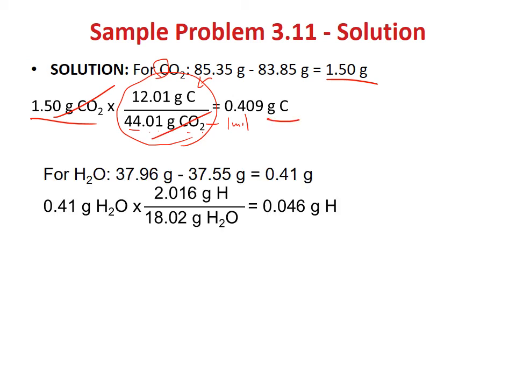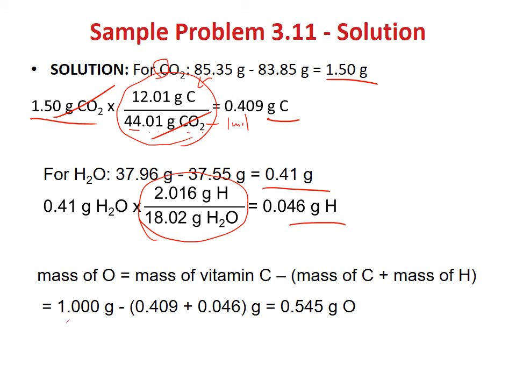Similarly, you calculate the grams of hydrogen. So water is 0.41, and you use the mass fraction of hydrogen in water as a conversion factor. You calculate the grams of hydrogen. And now the rest will be oxygen. So the total mass is 1 gram sample minus carbon minus hydrogen, and that gives you grams of oxygen. So with these grams, we can calculate the moles, and then we can calculate the empirical formula.